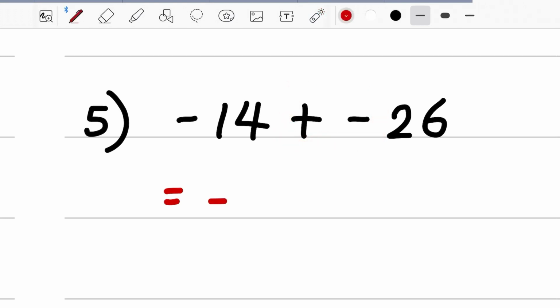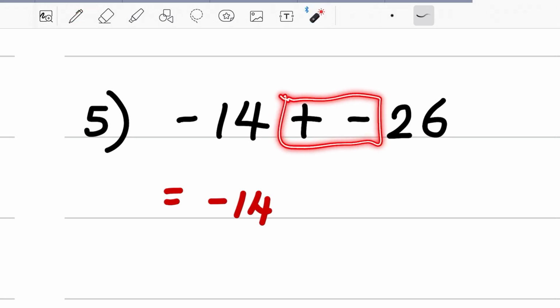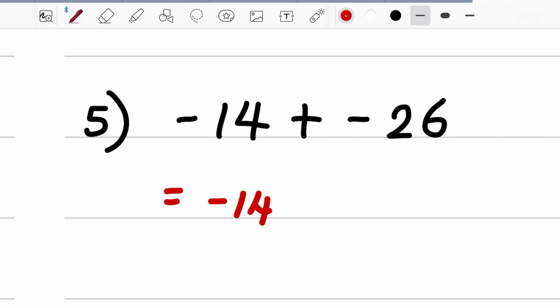So we have minus 14, and since they are plus minus, they're different signs, so it simplifies to a negative sign. You have minus 14 minus 26. Now we have a sum with no adjacent signs, so we can evaluate as we were doing before.